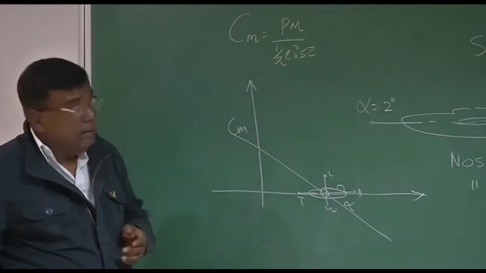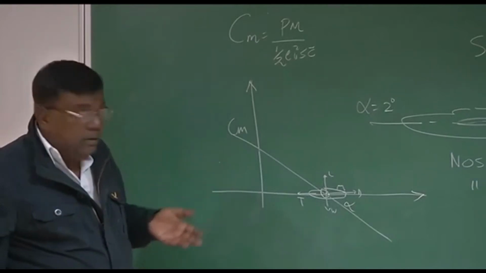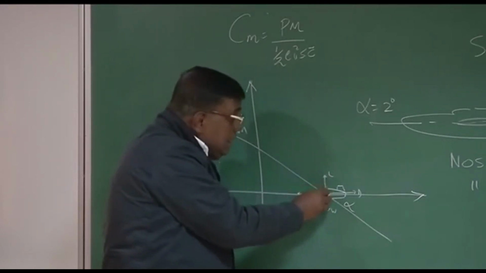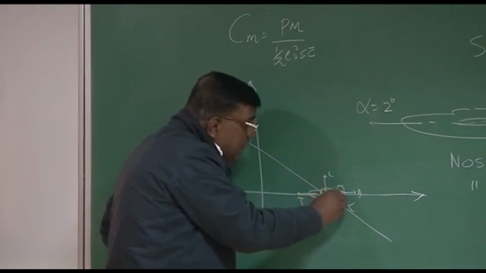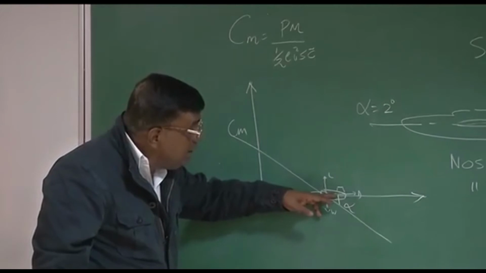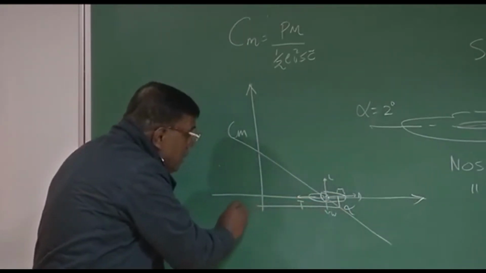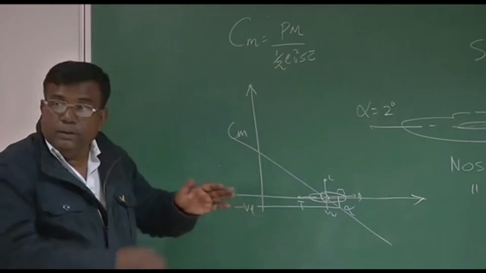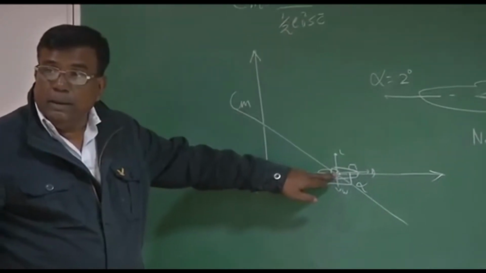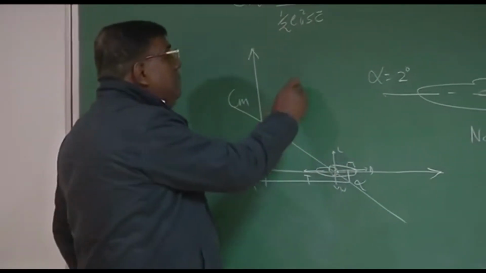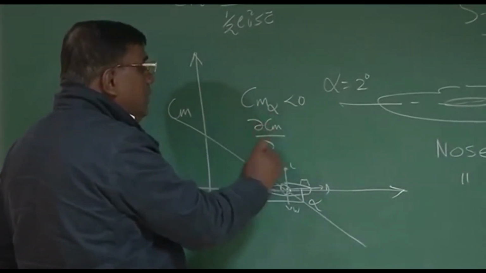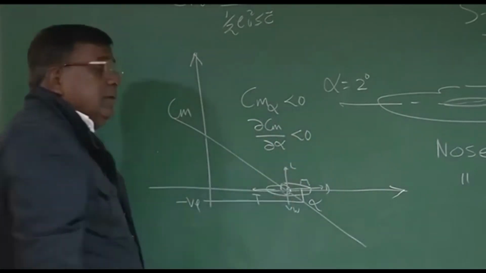Now if you want to check whether this is statically stable or not, what should you do? You should give a disturbance about the trim point. So let's say the airplane's angle of attack has suddenly increased. What this diagram is showing you is, if the angle of attack has increased, immediately it will generate a negative pitching moment. So it has the initial tendency to come back to this angle. Correct? So we say this is statically stable, and mathematically we say Cm alpha less than 0, or if I write more explicitly, dCm by d alpha less than 0.